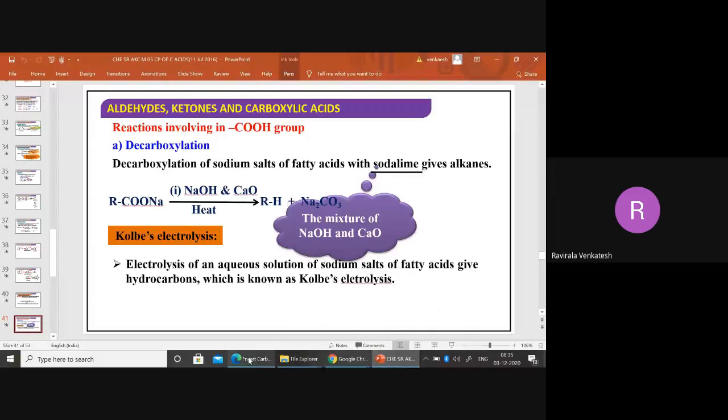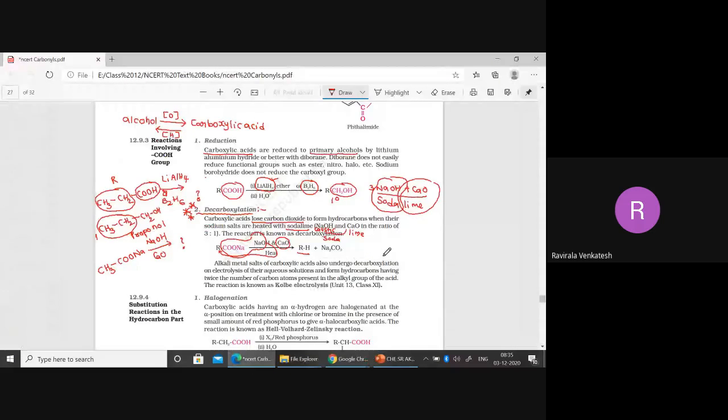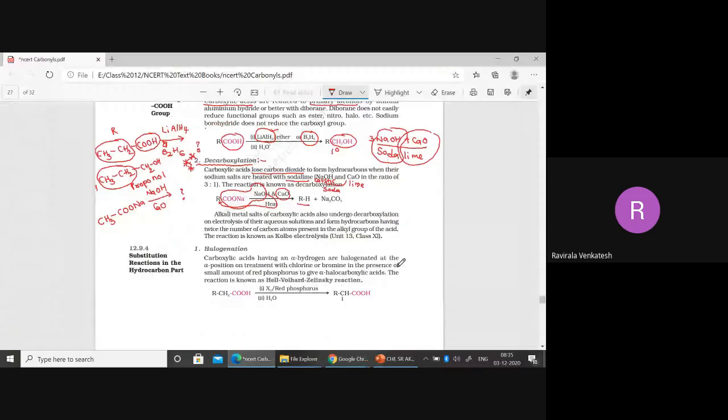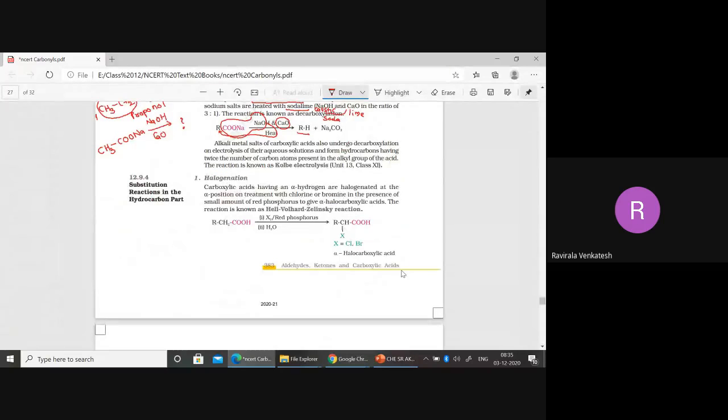Next reaction? Right. Halogenation. HVZ reaction. This is one of the most important questions for 1 mark, beta. Most important and most easy also. If decarboxylation is a 3-star question, this will be a 5-star question. So Hell-Volhard-Zelinsky reaction, in short, we can call HVZ reaction. Very, very important and very simple also.